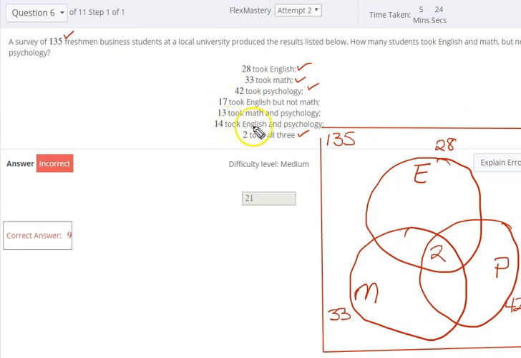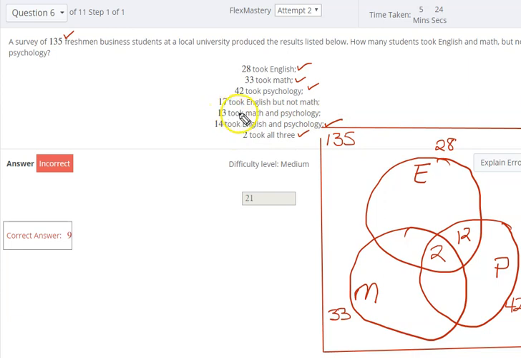14 took English and psychology. So there's English and there's psychology. Now there were 14 that took that, but you already have 2 there. So you have to subtract the 2 from the 14 and you get 12. Okay, so now you can put a check by that one.